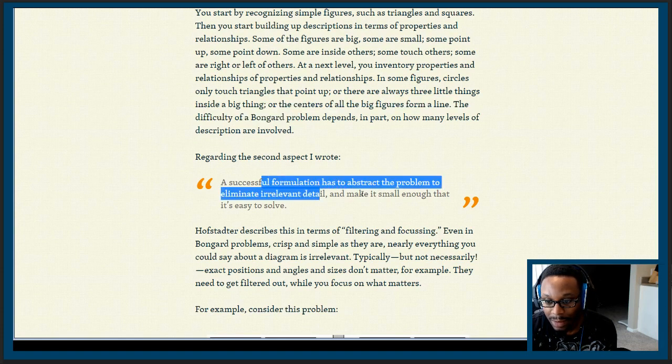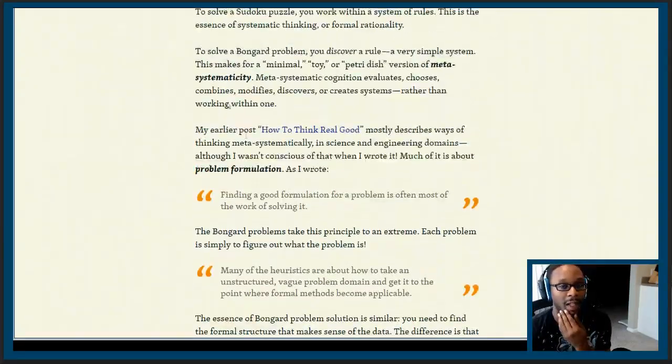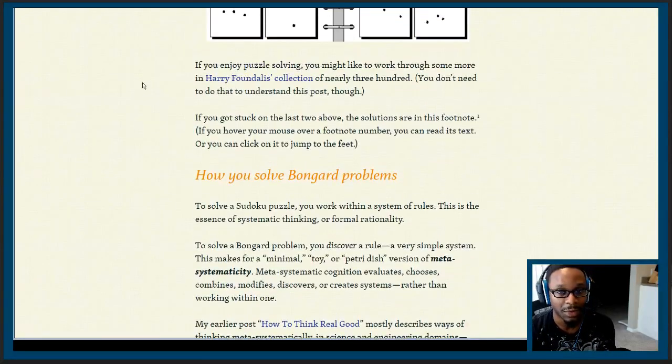A successful formulation has to abstract the problem to eliminate irrelevant details and make it small enough that it's easy to solve, stuff like that. So he goes on and on, but a lot of this thinking is in the same wheelhouse. We're all thinking about how we learn, how we apply our mind, how we use observations, and how we build bigger structures while doing so.